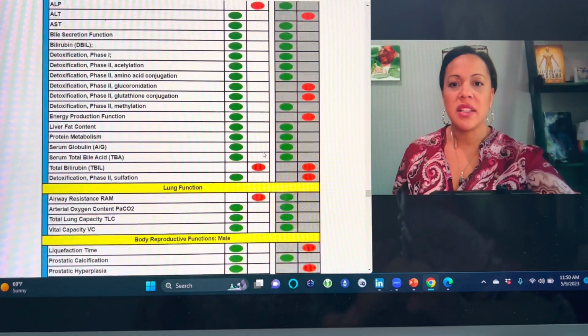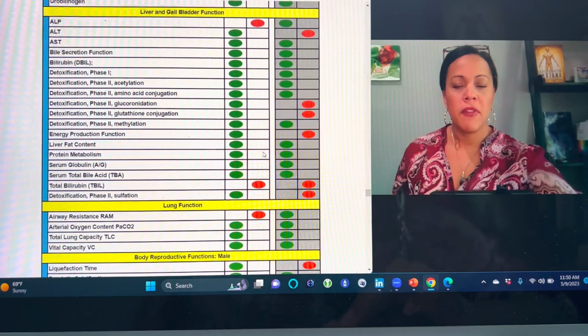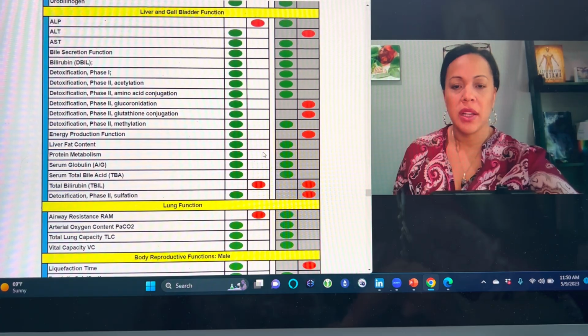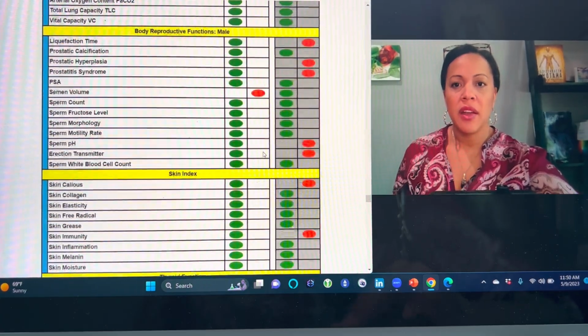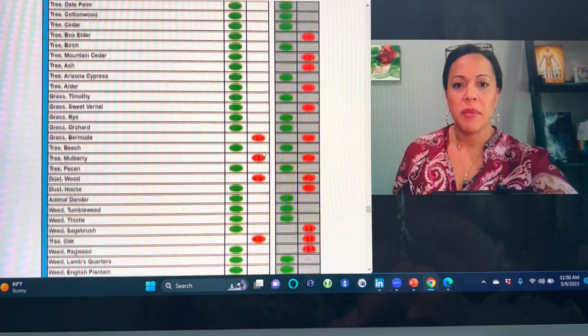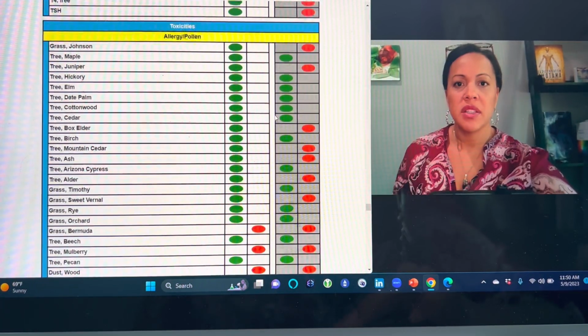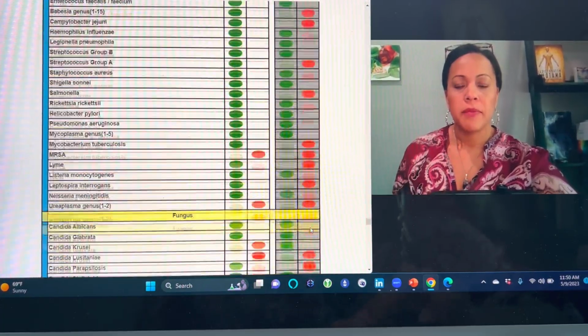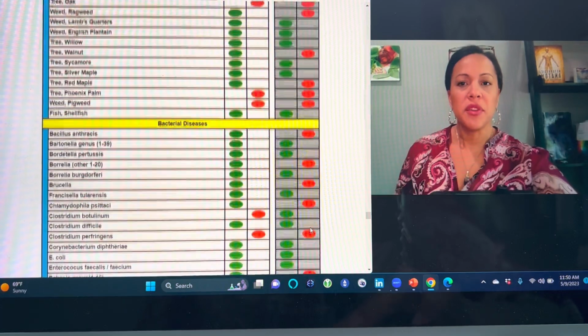So that's basically how the vitals scan works, and how I would read it. Just putting things together. Let's see, thyroid function, allergies and pollen. We see this person has a lot of allergies. Okay, so let me give you a nice little example.